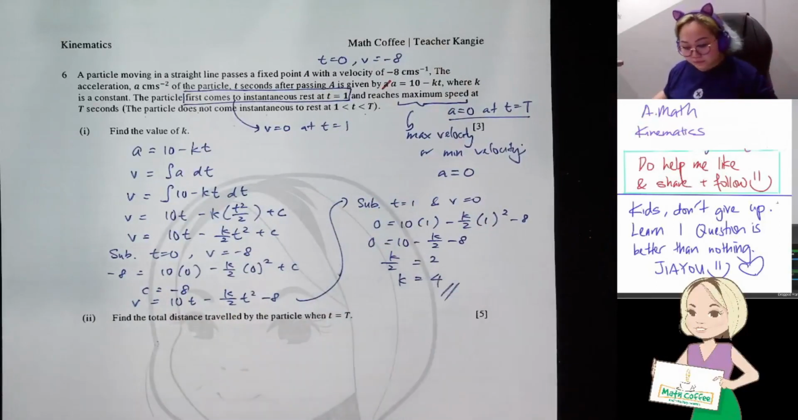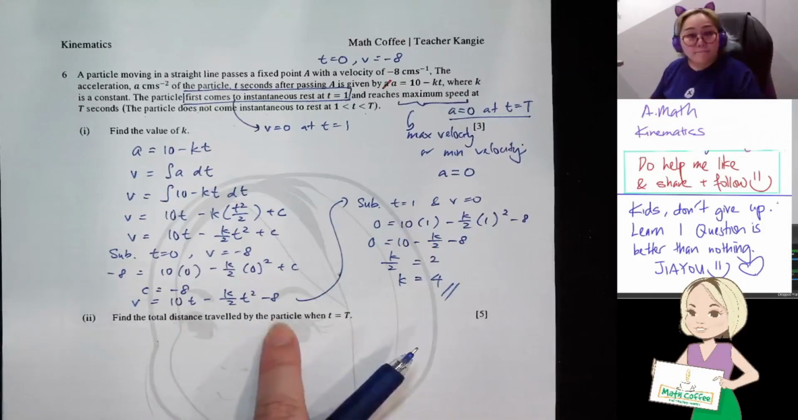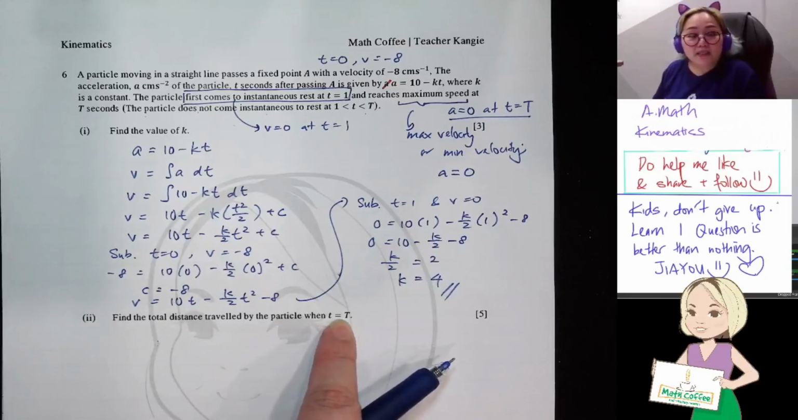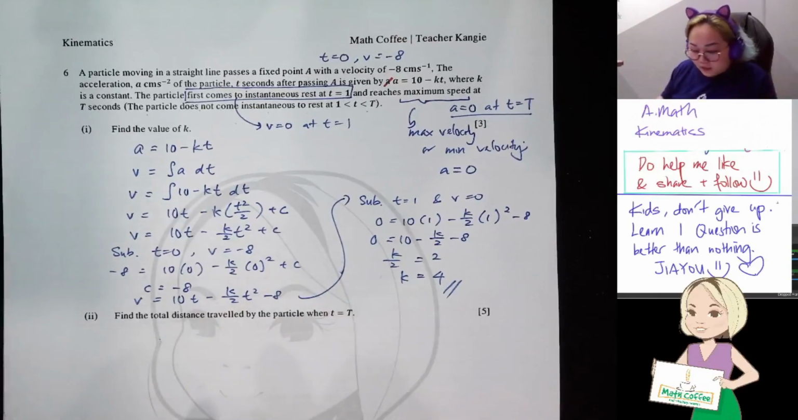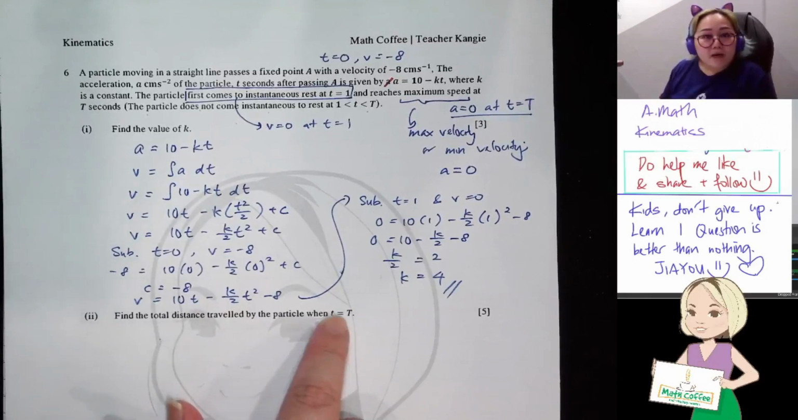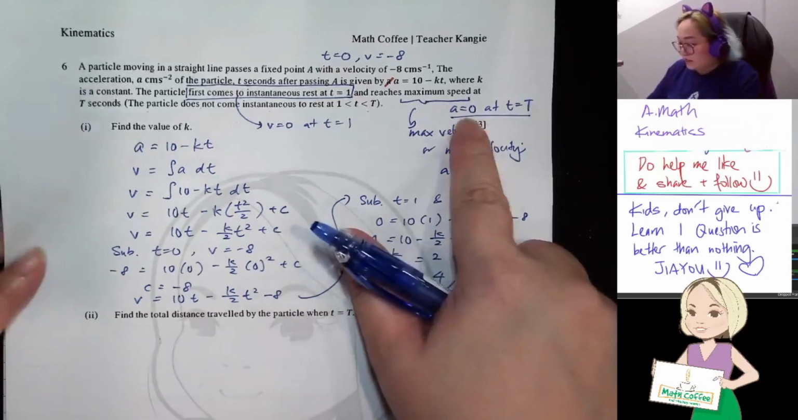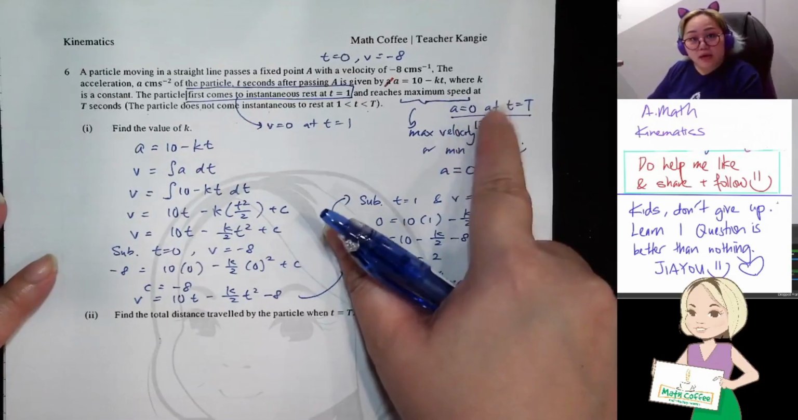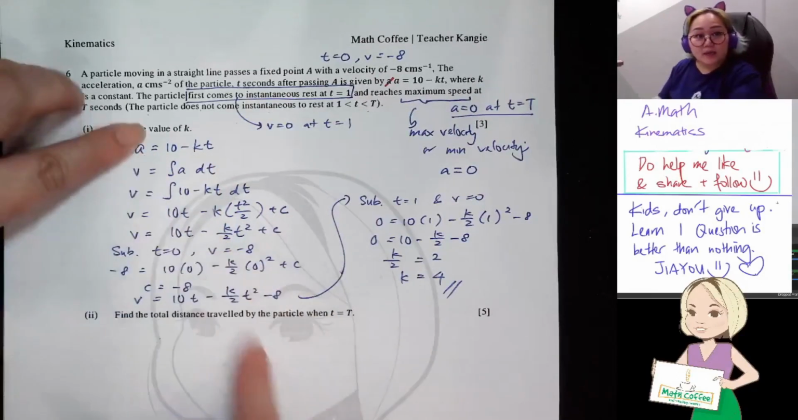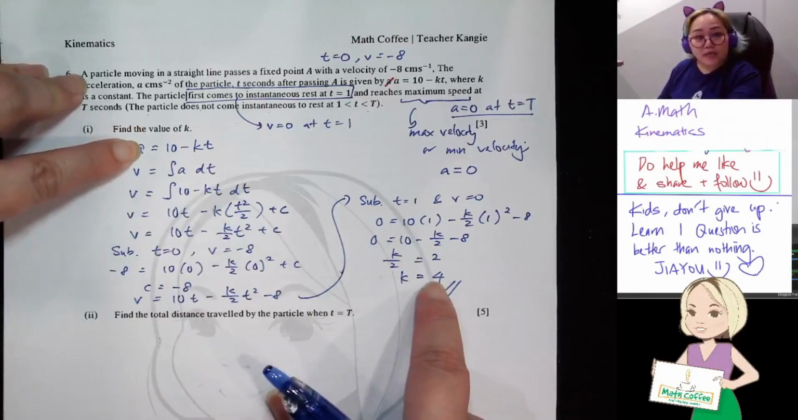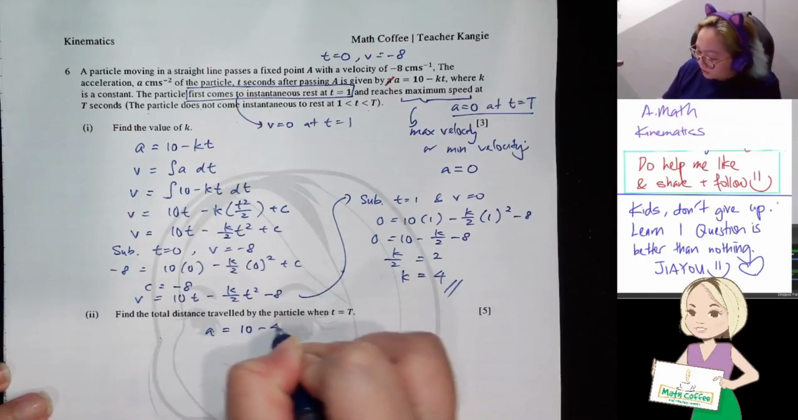Okay, next. Find the total distance traveled by the particle when t equals big T. So let's find, what is this big T first? Remember over here, my a is 0 at t equals T. My a is over here, and I already solved my k. So therefore, my a is equal to 10 minus 4t. You understand?